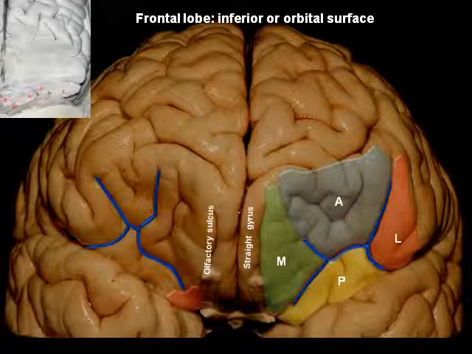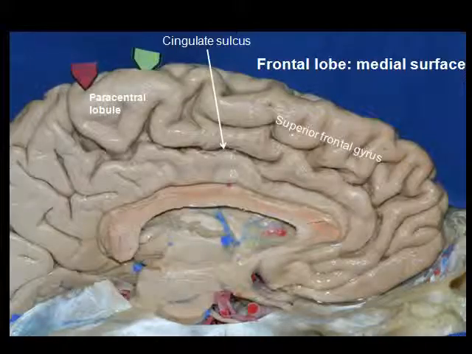medial surface. The medial surface of the frontal lobe is occupied by the medial part of the superior frontal gyrus, marginal gyrus. It lies between the cingulate sulcus and the superior medial margin of the hemisphere. The posterior part of this gyrus is sometimes marked off by a vertical sulcus and is distinguished as the paracentral lobule, because it is continuous with the anterior and posterior central gyri.